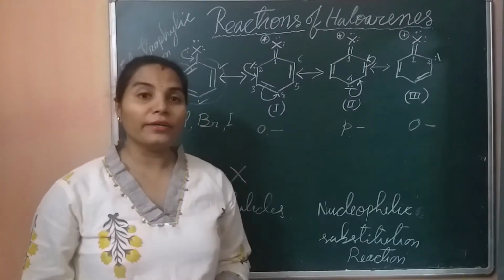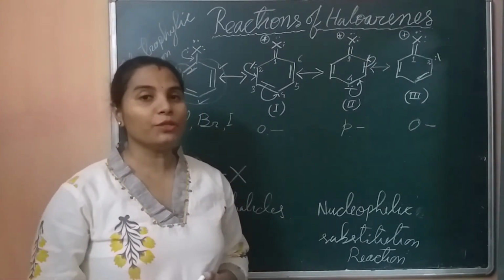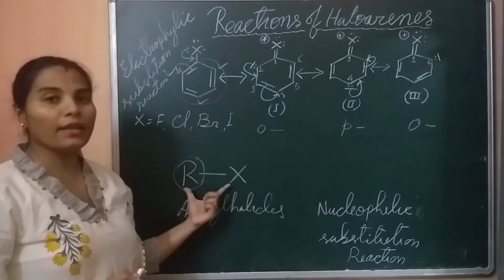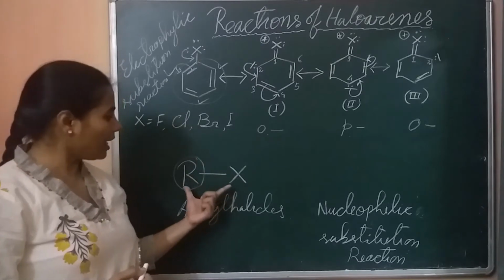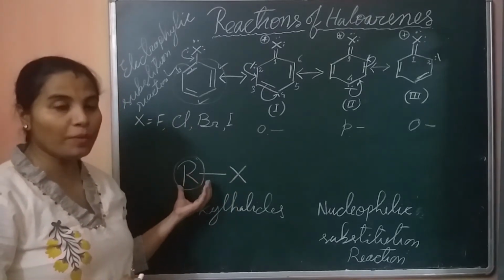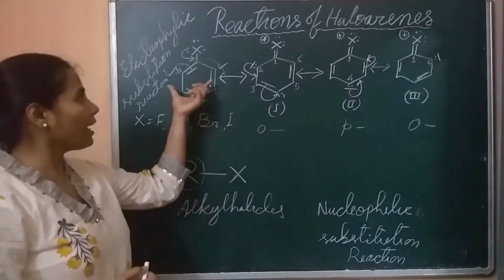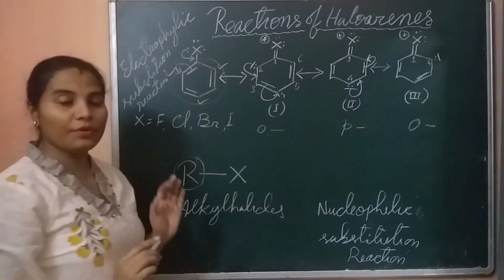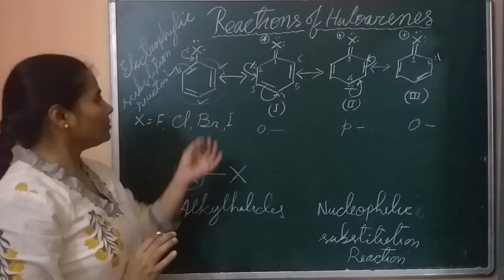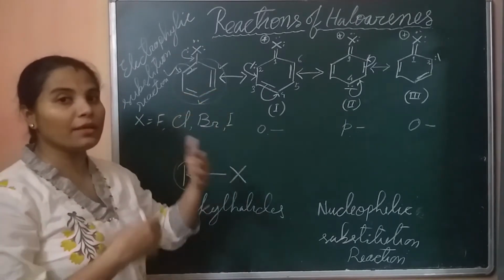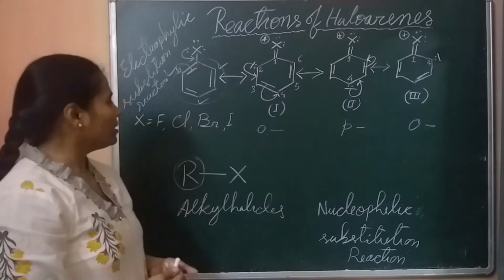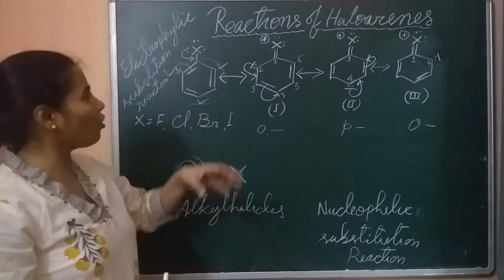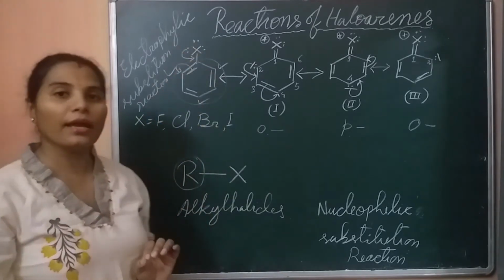So now, can you see a difference between the chemical reactions of the haloarenes and the alkyl halides? You see, in alkyl halides, there is an alkyl group, and in haloarenes, there is an aromatic ring. Here I have taken the benzene ring, a very simple aromatic ring. Instead of benzene, there may be another aromatic ring also. Now what is the difference between the reactions of the haloarenes and alkyl halides?